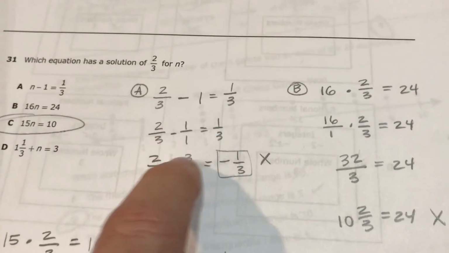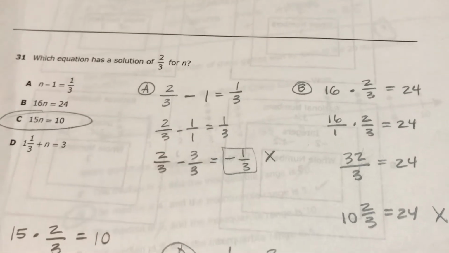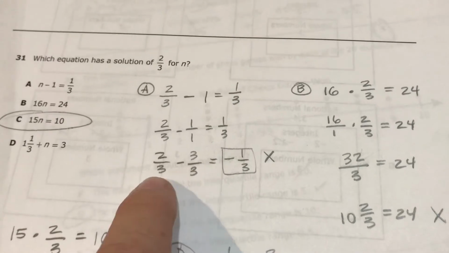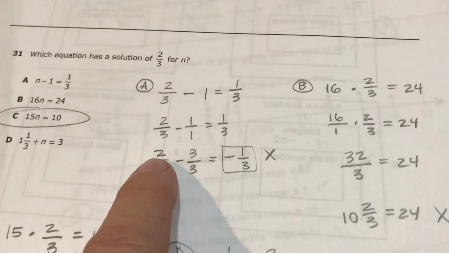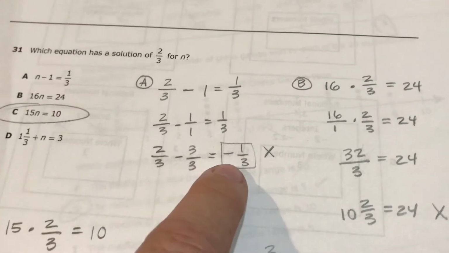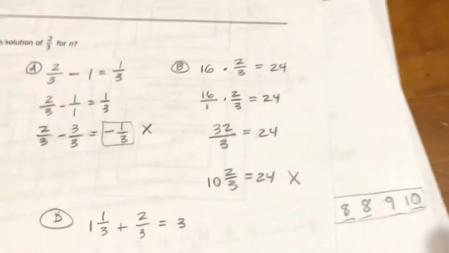1 is just 1 over 1. You can't subtract or add fractions unless you have common denominators. So I had to change 1 over 1 into 3 over 3 to get the denominators the same. And 2 minus 3 is negative 1. So I ended up with negative 1/3, not positive 1/3. So A is not right.